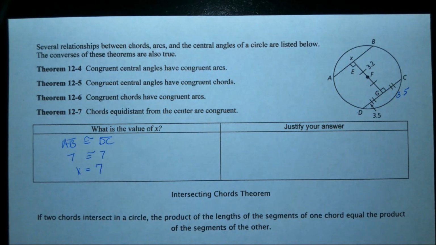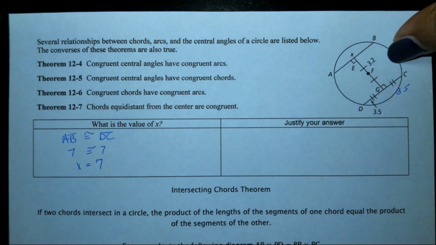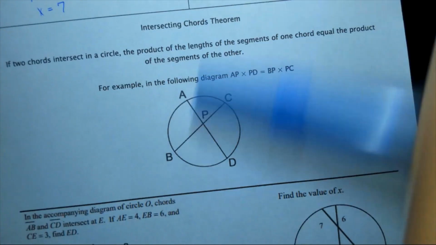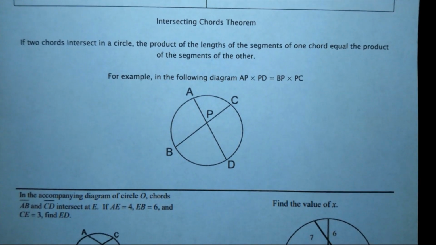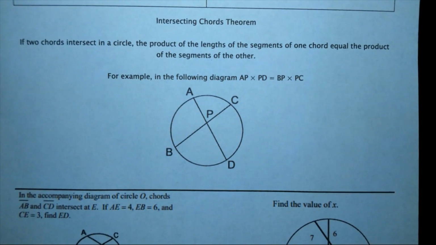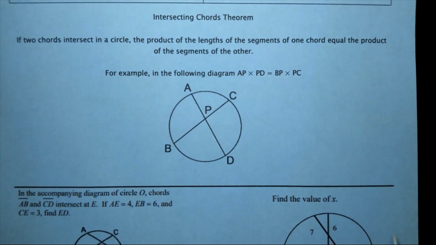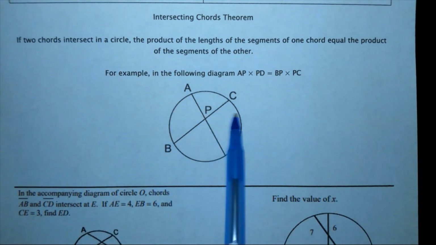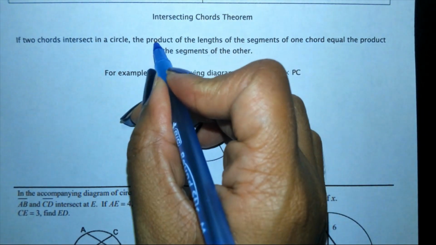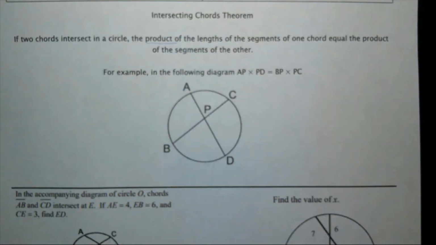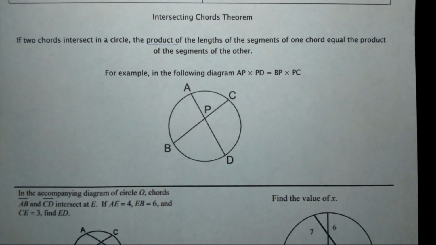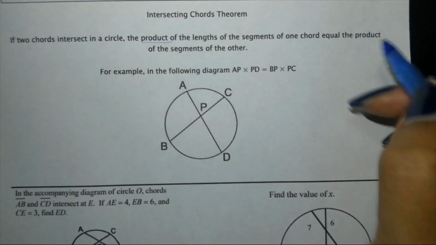Okay? So now we're going to talk a little bit more about chords, and then after this we're going to be done with today's lesson. So in this particular one, what we're going to be able to see is that if we have two chords that intersect in a circle, product means we're going to be using multiplication. The product of the lengths of the segments of one chord is going to be equal to the product of the segments of the other chord.